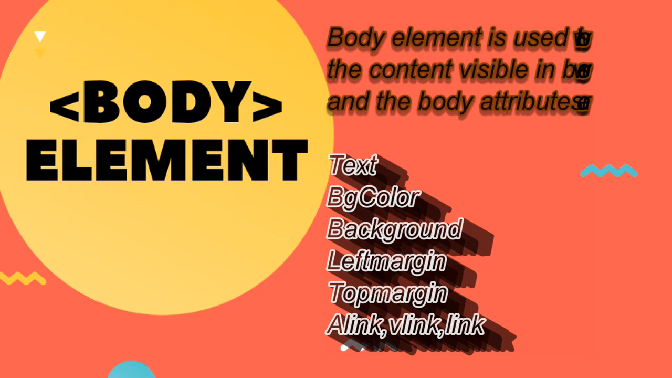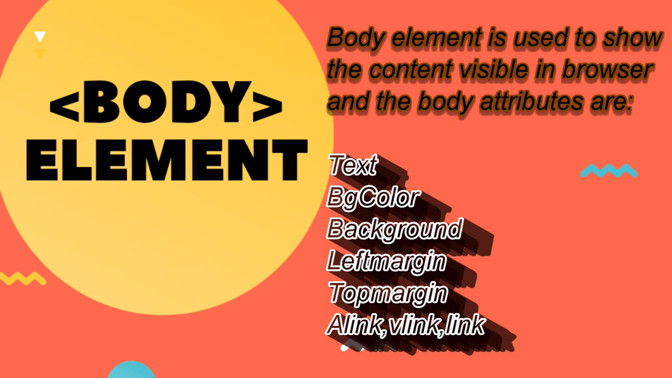So when we are talking about the attributes of the body tag, it means basically what function will be performed in the body tag when we give that particular attribute. We have various kinds of attributes available in a body tag. We can change the text, background, left margin, top margin, background color of the image, and all these are some of the body attributes that we can use in a body tag.